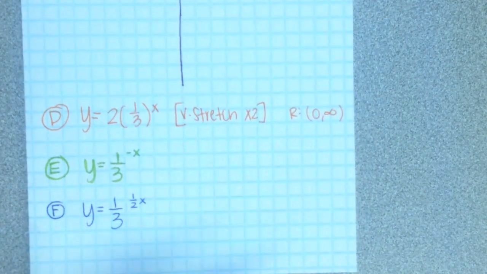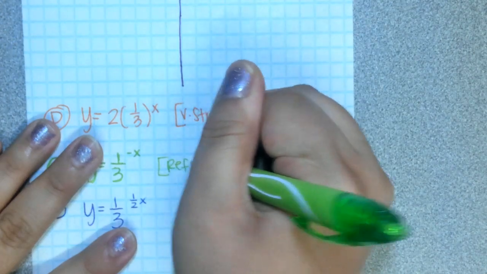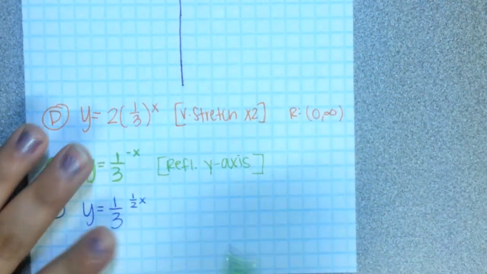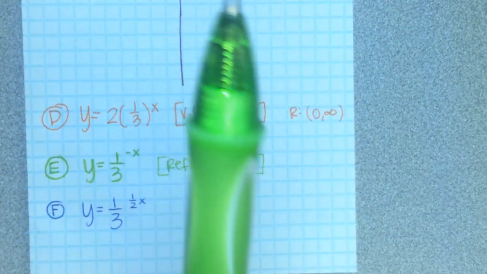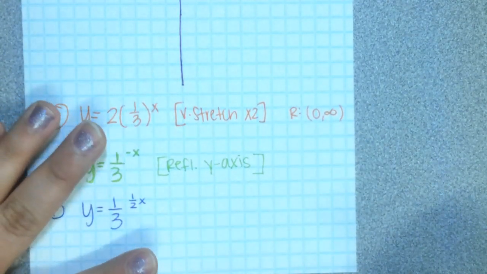E. What does E do here? This negative with the X. Say that again. It reflects it over the y-axis. What is that going to end up doing to my function? It's going to make it a growth. It's going to change it to increasing, and make it a growth.